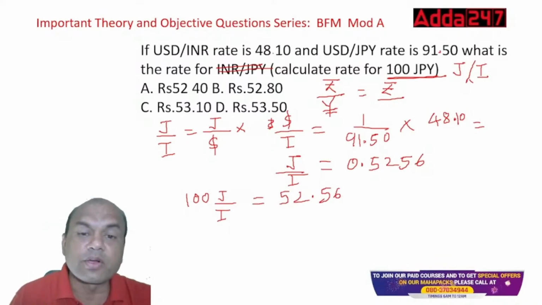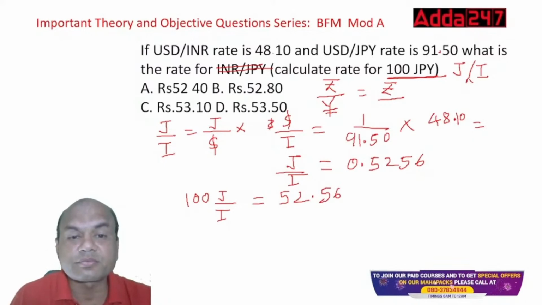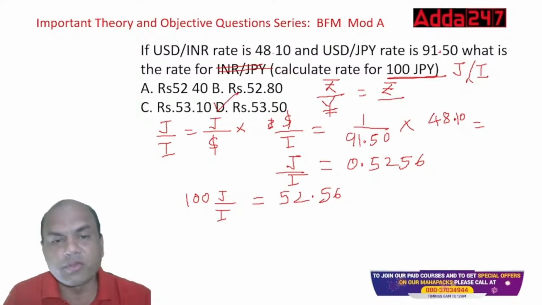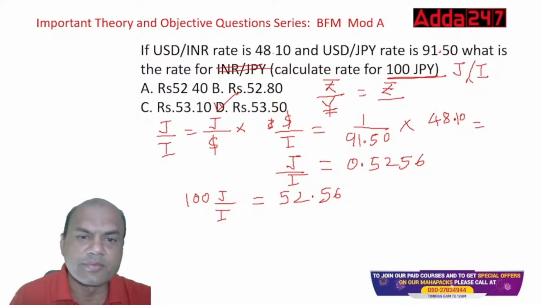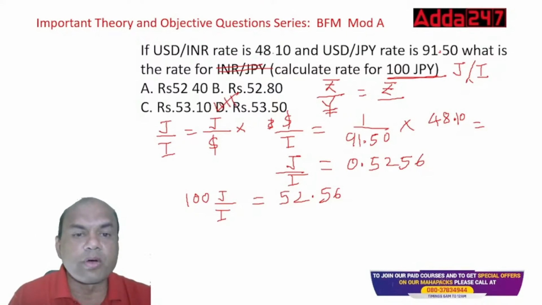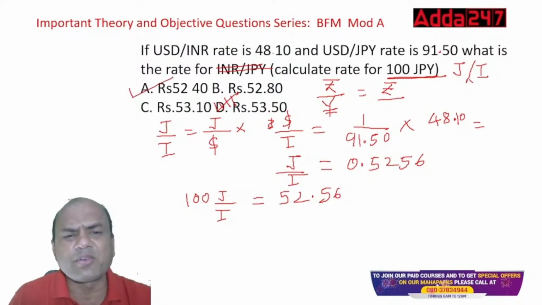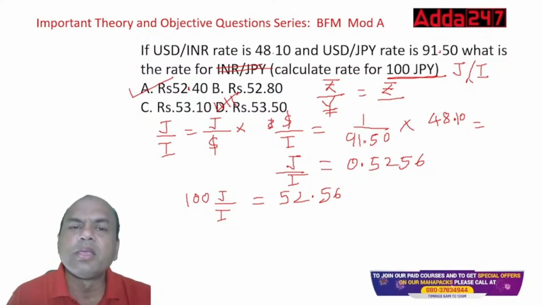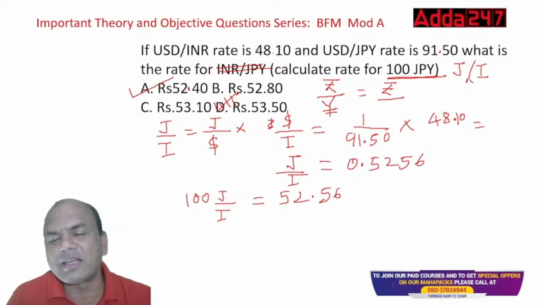So the answer is what? 52.56. Which is the nearest one? 53, see this one, D. D is the nearest answer. Okay, 52.40, take this. In the exam, they won't give you such close answers like 52.40 and 52.80. One will be 52.40, the second will be 55 something. There will be a huge difference, so you'll be able to identify immediately, because these small points hardly make any difference.